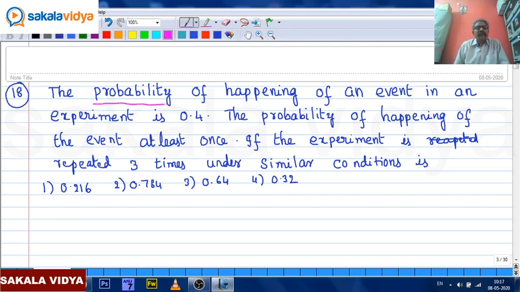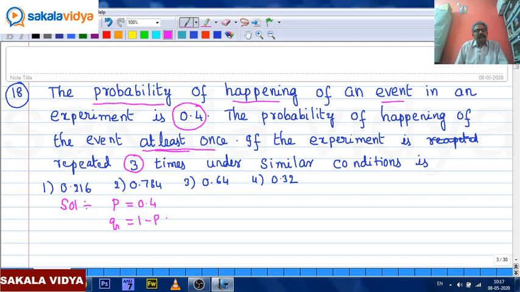The probability of happening of an event is 0.4. The probability of success is 0.4. The probability of happening at least once, you need to find out. If the experiment is repeated 3 times, n is equal to 3. So the solution is very simple. Probability of success is given, that is 0.4. Q you can find out, 1 minus p, that is 0.6. It is repeated 3 times, so n is equal to 3, number of Bernoulli trials. So we need to find out P of x greater than or equal to 1.